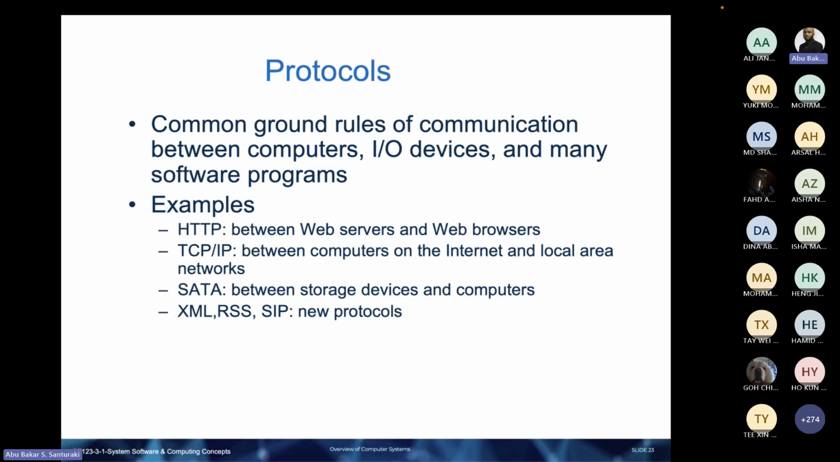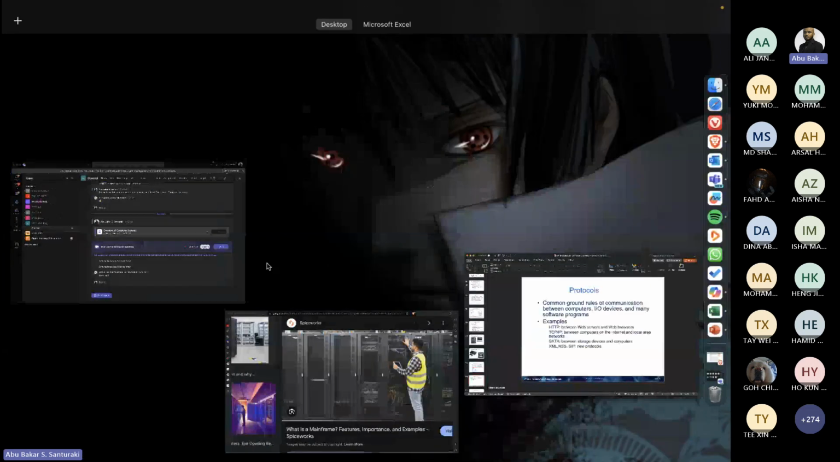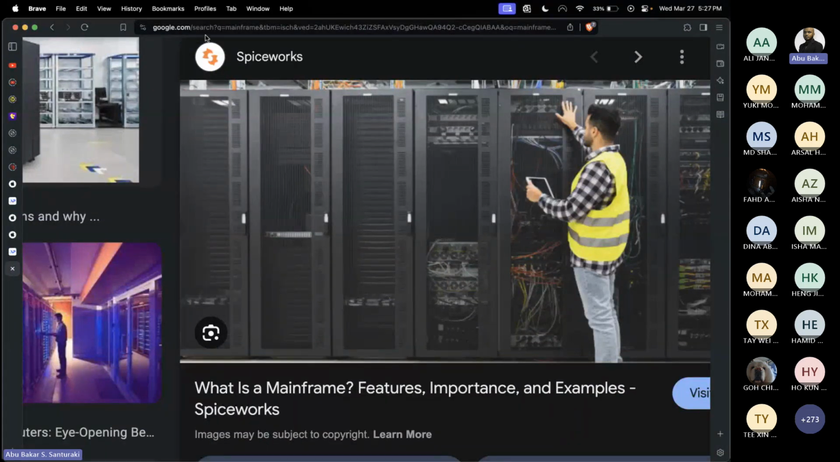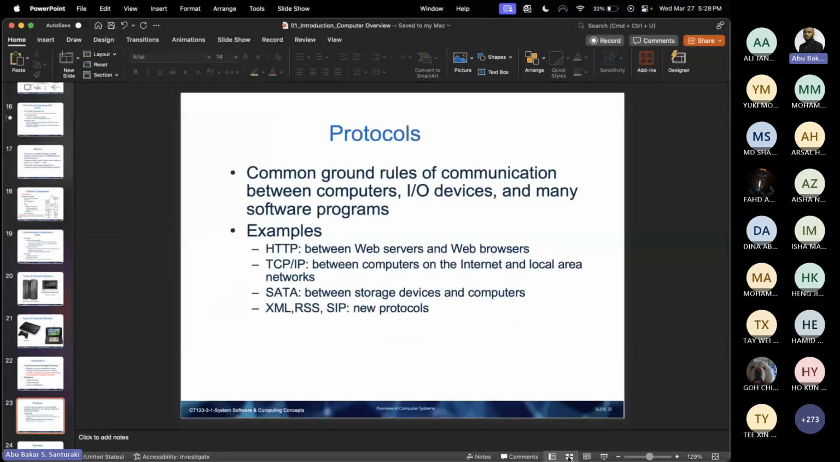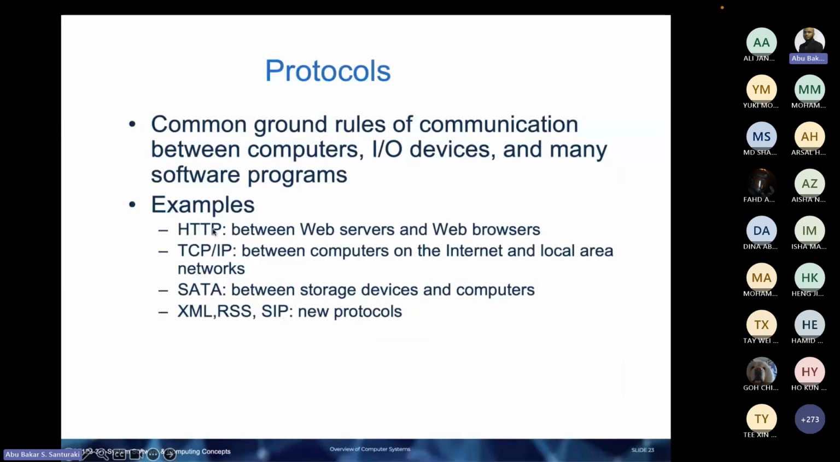Because computers can do different types of communication, there are different protocols for different types of communication. So for example, when I was using my web browser to search for images, I was typing a URL into my web browser. That idea of typing a URL and receiving a response as a web page is governed by a protocol called HTTP, Hypertext Transfer Protocol. So this HTTP is the protocol that we use for viewing web pages from web servers.